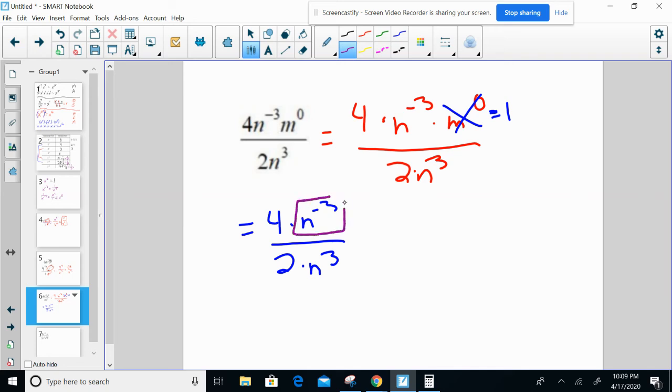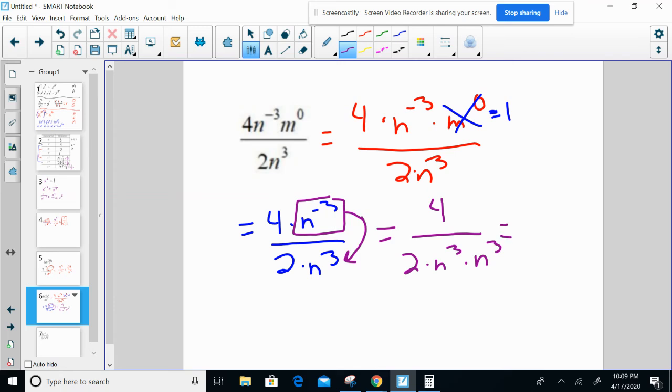The n to the negative 3 needs to move to the bottom. Now, the negative exponent, there's no switching. All you're doing is moving the base and the exponent with the negative exponent. So there you go. So 4 stays where it is. It's separate. 2 times n to the third and our brand new n to the third on the bottom.